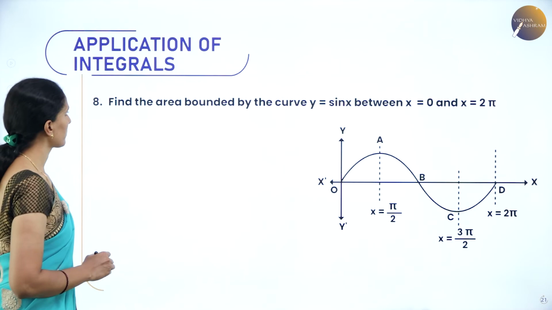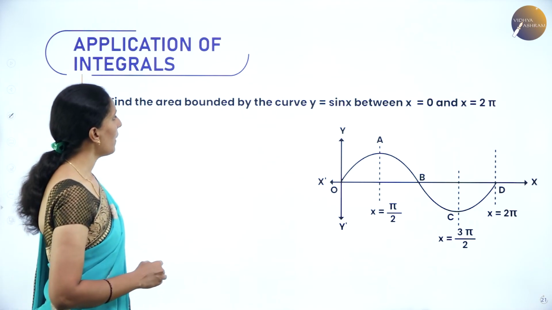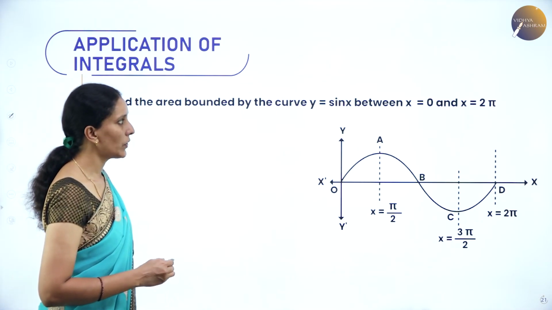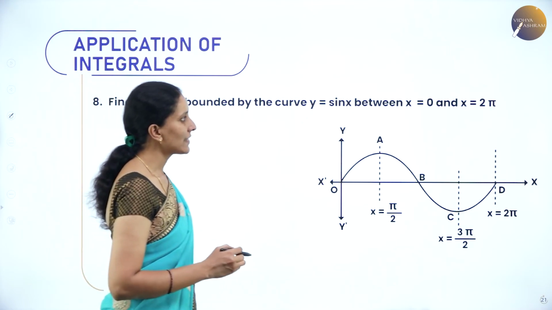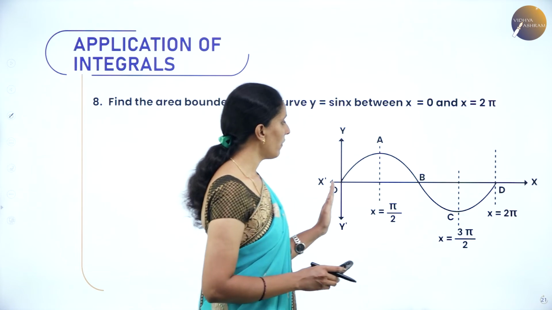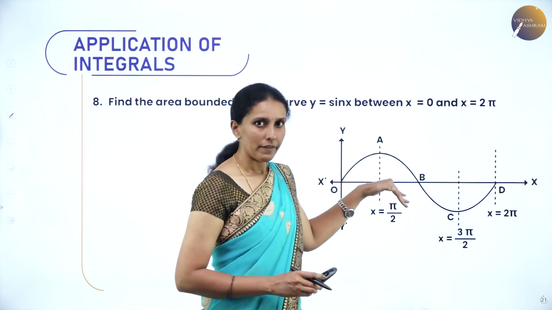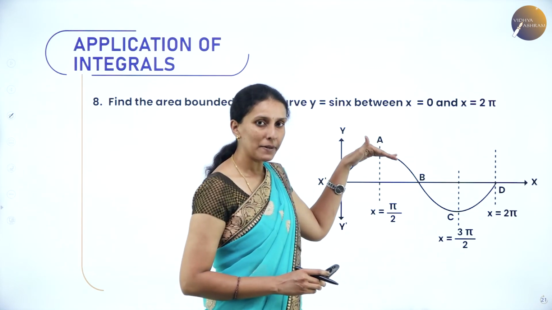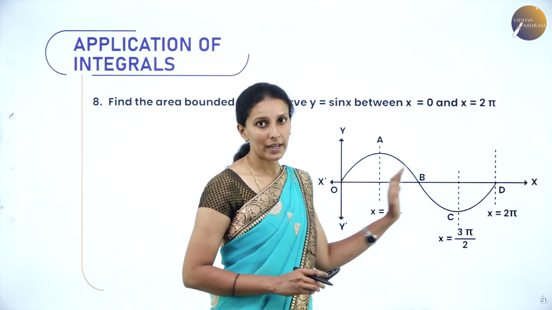Next, find the area bounded by the curve y is equal to sin x between x is equal to 0 and x is equal to 2 pi. So we know that the curve lies both in the first quadrant, that is on the upper side of the x-axis, as well as below the x-axis.